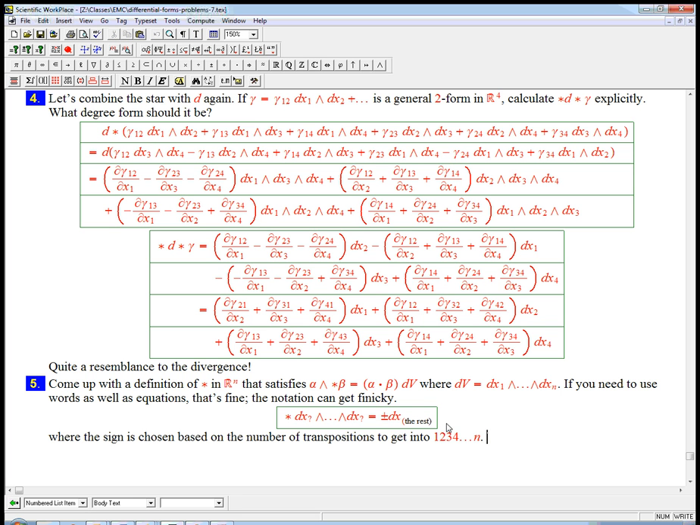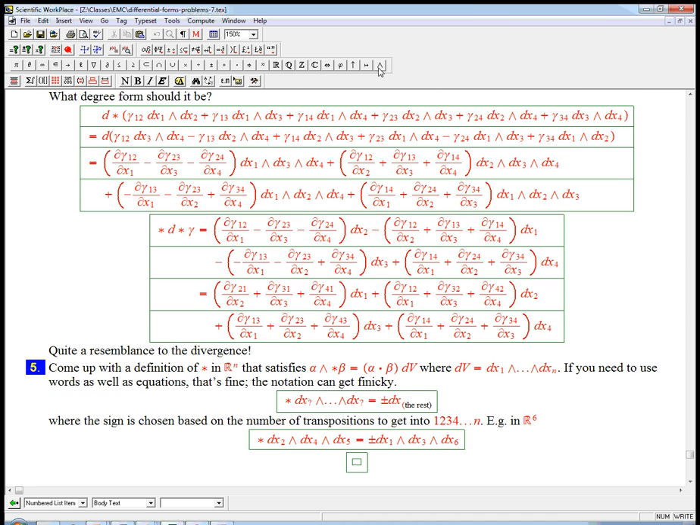So for example, let's say in R6, star of dx2 wedge dx4 wedge dx5 is going to be, I'll just put in a plus or minus for now, plus or minus the other ones, dx1 wedge dx3 wedge dx6. And then we just have to test, a little scratch paper here, 2, 4, 5 is the original one, and then 1, 3, 6 is the star. That's supposed to be exactly just 1 through 6.